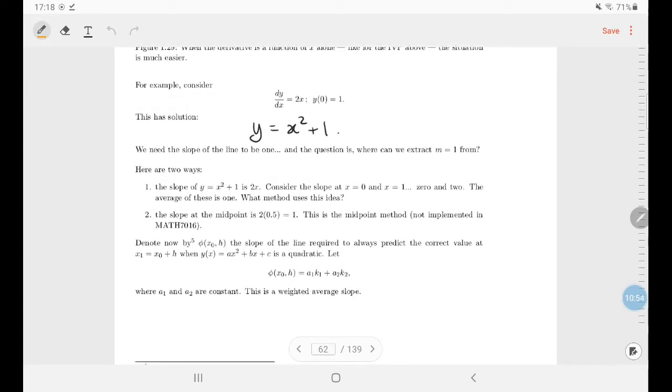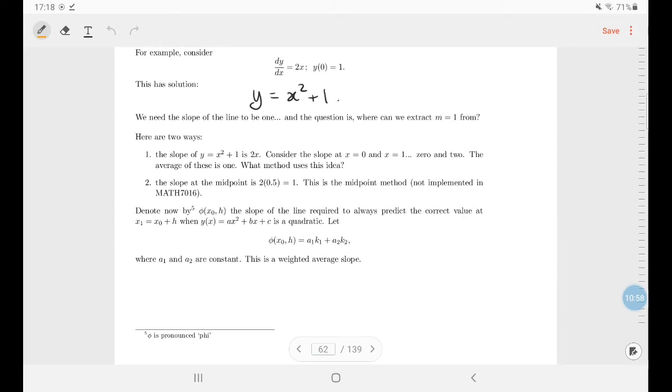Okay, so this is what we just went through. The slope of y equal to x squared plus 1 is 2x. Consider the slope at x equal to 0 and x equal to 1, that's 0 and 2. The average of these is 1. What method is this? That's Heun's method. And then the other one is midpoint.